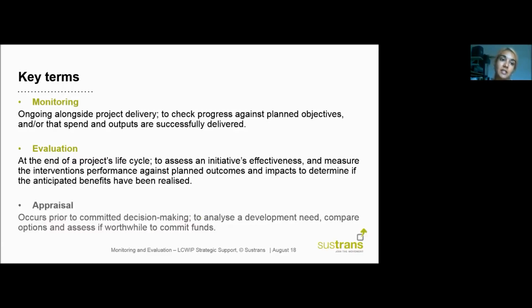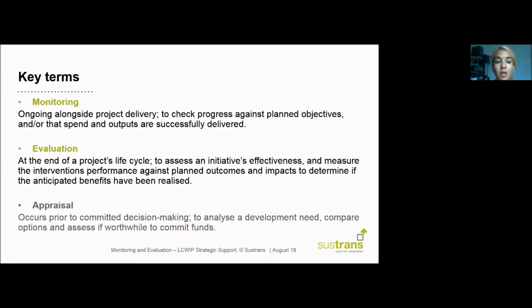So some key terms here, monitoring and evaluation. As I said, monitoring is ongoing alongside project delivery, and the objective in doing monitoring is to check progress of project delivery against any planned objectives and to ensure that any resources or outputs are delivered successfully. Evaluation, as I said, occurs at the end of a project's life cycle, and this is mainly about understanding what has been achieved, so assessing the effectiveness of project delivery and assessing performance against intended plans to understand what has been achieved.